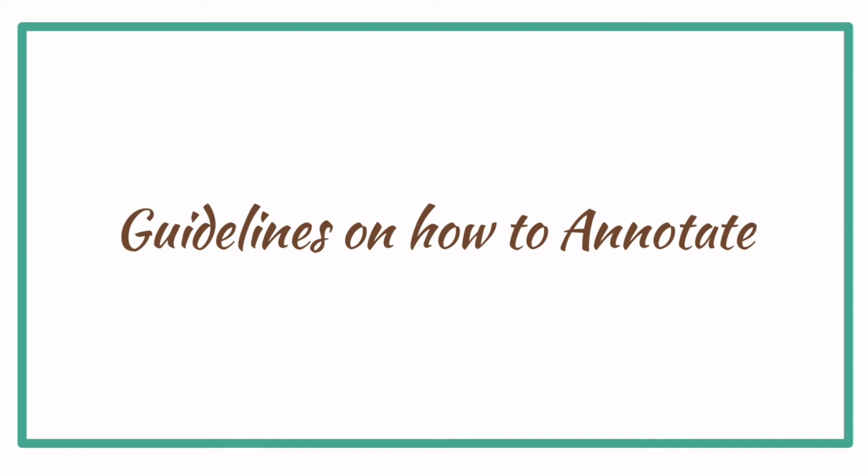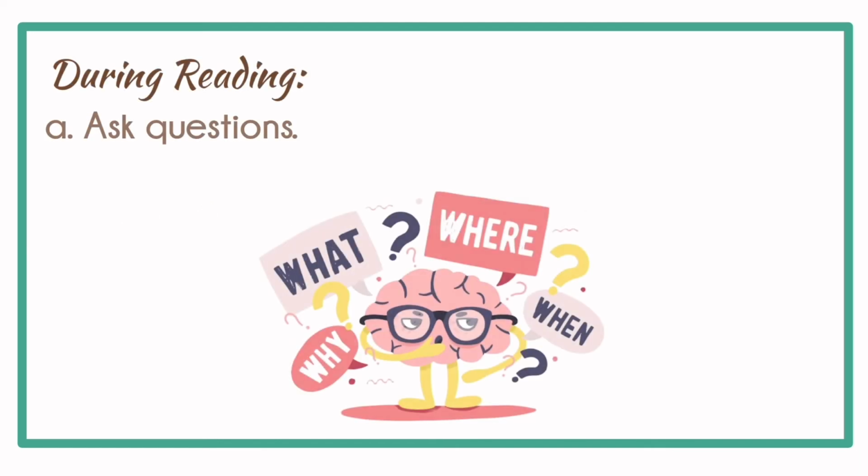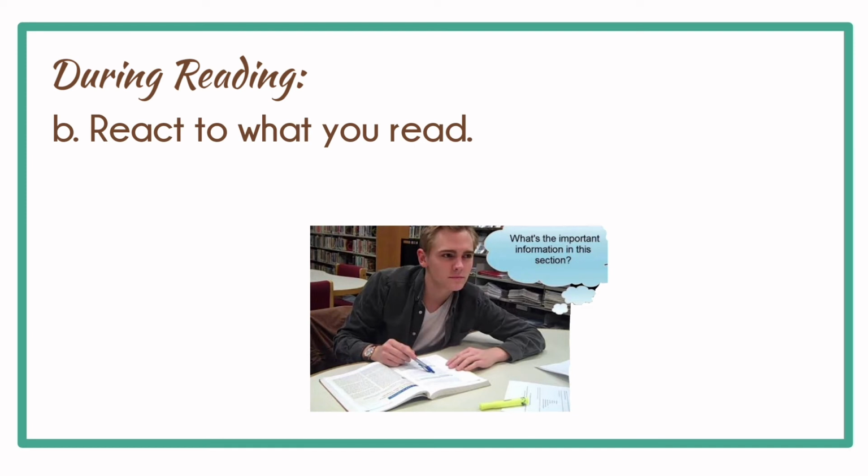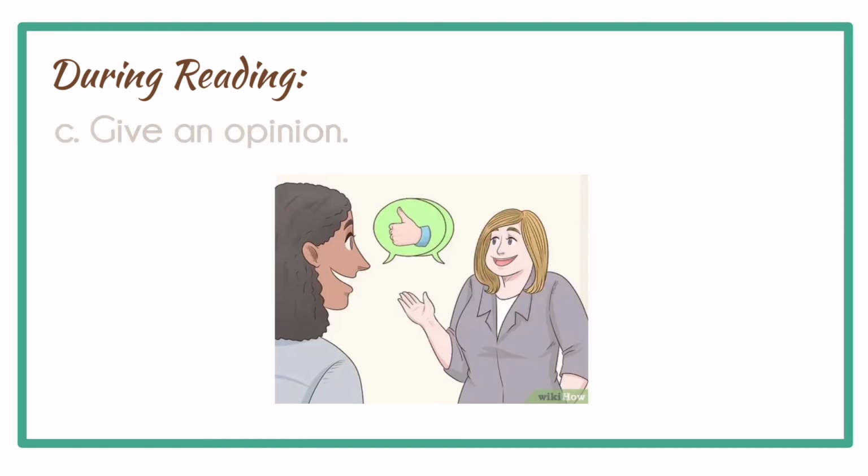Here are guidelines on how to annotate during and after reading. During reading, A. Ask questions. Items which are confusing or unclear must be noted. B. React to what you read. Contents that elicited a reaction from you should be noted. One's reaction to the text should be recorded for future reference. C. Give an opinion. Ideas that are liked or disagreed with should be noted.